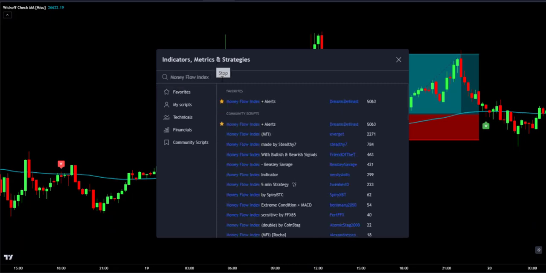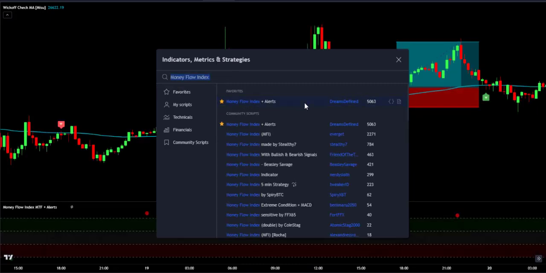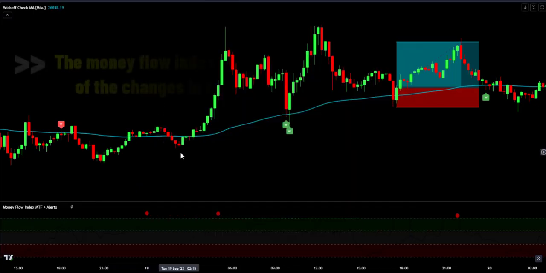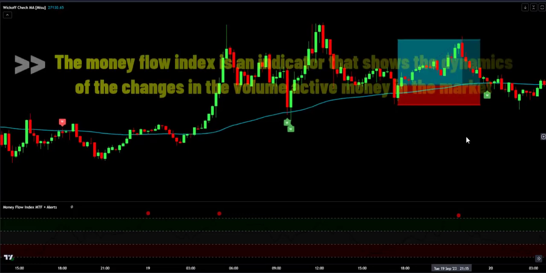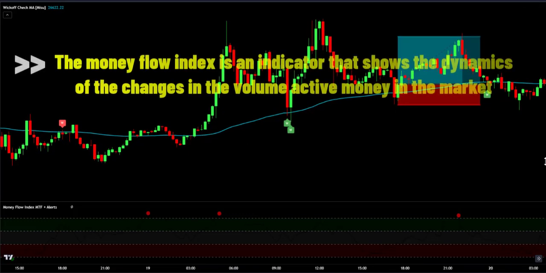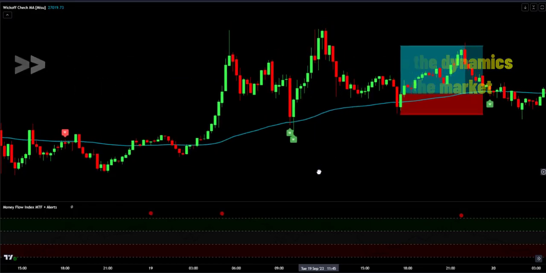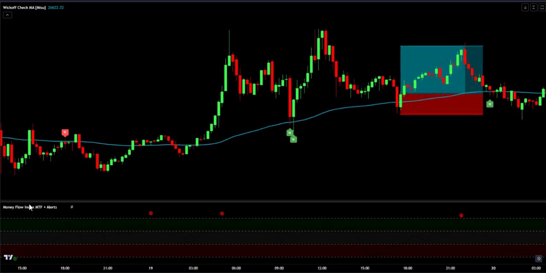There we are going to search for Money Flow Index Alert. Select the Money Flow Index Alert created by Dreams Defined. The Money Flow Index is an indicator that shows the dynamics of changes in the volume of active money in the market. Before we discuss more about this indicator, let's set it for more clarification.